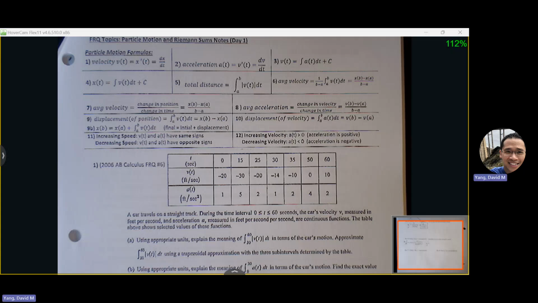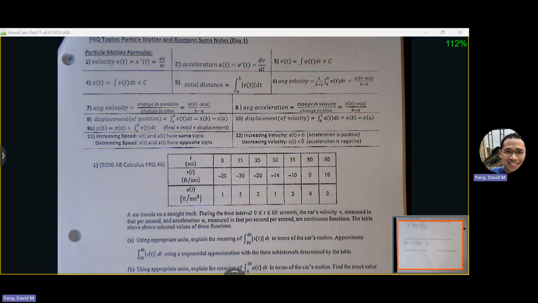Increasing speed is when velocity and acceleration have the same sign. Decreasing speed is when velocity and acceleration have opposite signs. And then increasing velocity or decreasing velocity is simply asking for the slope of velocity, which is acceleration. So when acceleration is positive, my velocity is increasing because the slope of my velocity is rising. Decreasing velocity is when acceleration is negative.